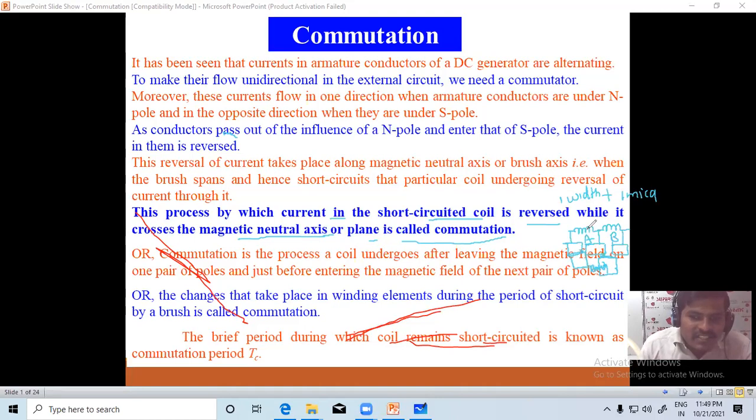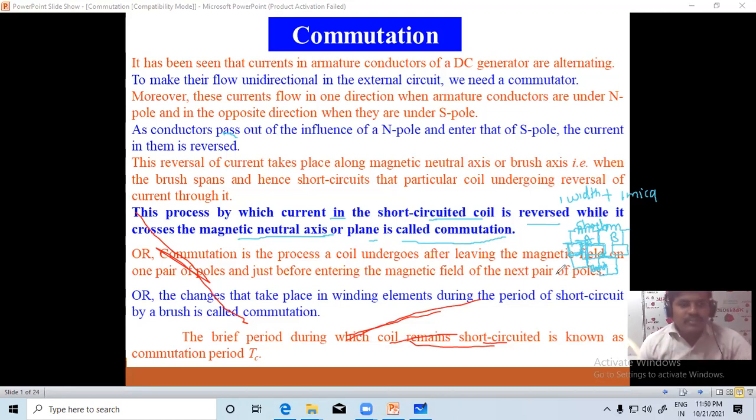At that situation this coil gets short circuited. The coil short circuits because this one commutator segment is here, but the brush width will be the commutator segment width plus one mica insulation, so the brush will touch here and it will get short circuited. This coil gets short circuited.